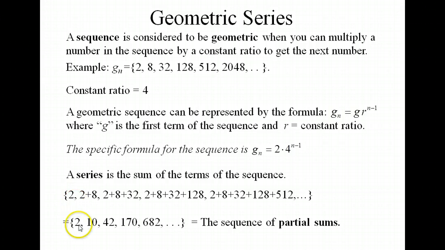So our first term is just 2. Our first two terms add up to 10. Our first three terms come out to 42. The sum of the first four terms is 170, and so on. So this list of numbers, 2, 10, 42, 170, and so on, are the list of numbers in the series for this geometric sequence. This is often called a list of partial sums.